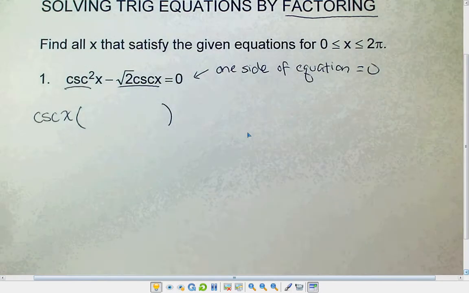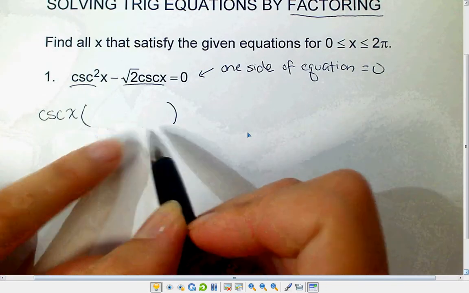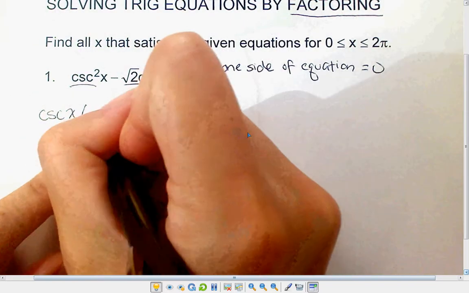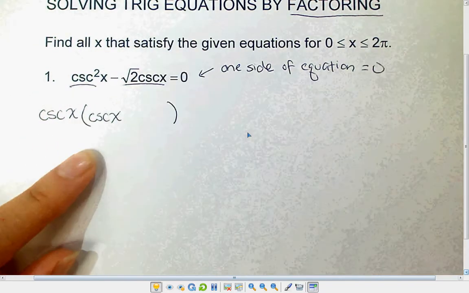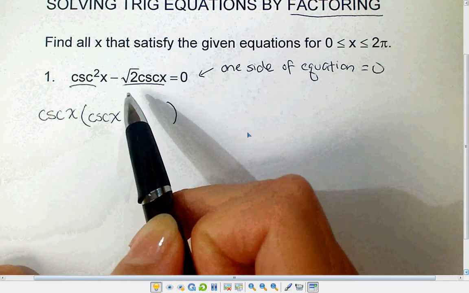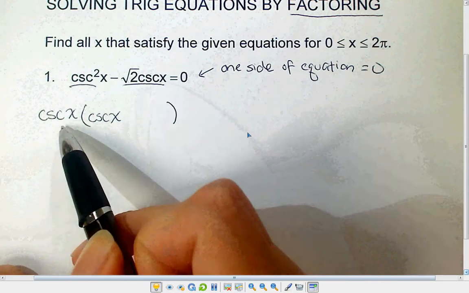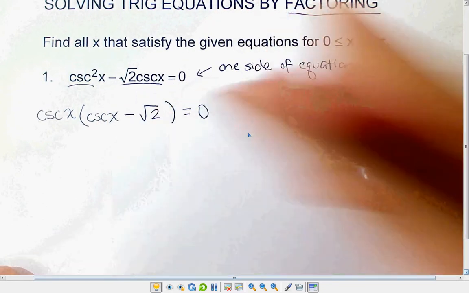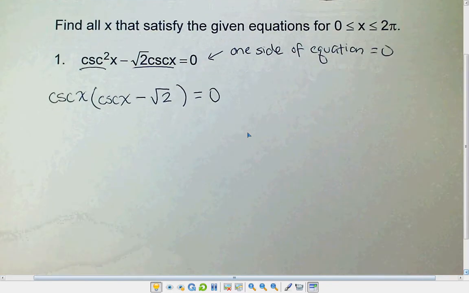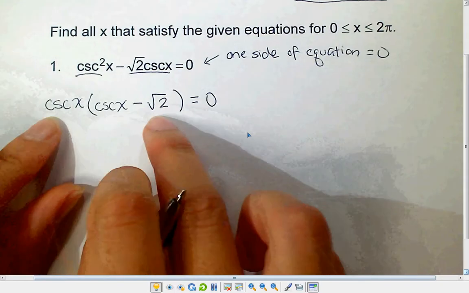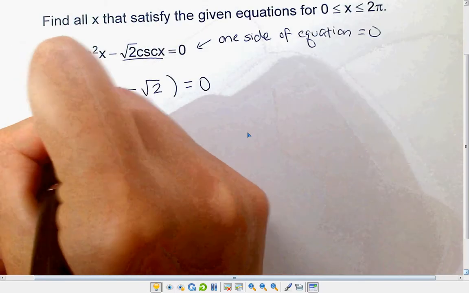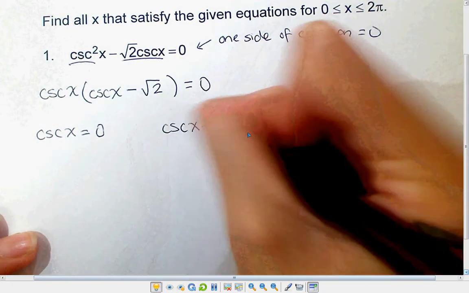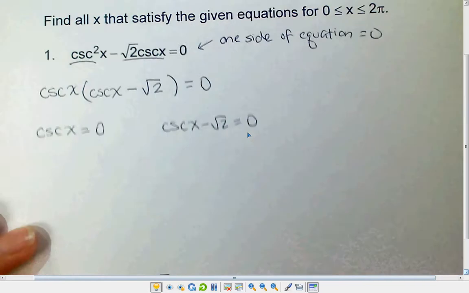And then when I divide each term by cosecant, what I have left over is going to go inside the parentheses. If I have cosecant squared divided by cosecant, that leaves me with just one cosecant. If I have a root 2 cosecant divided by cosecant, the cosecants cancel out, so this is just left with minus root 2 equals 0. And just like last time, now we're going to set both of these equal to 0 and solve two separate equations. So we have cosecant of x equals 0, and we have cosecant of x minus root 2 equals 0.